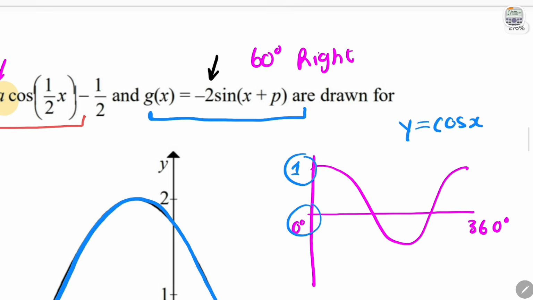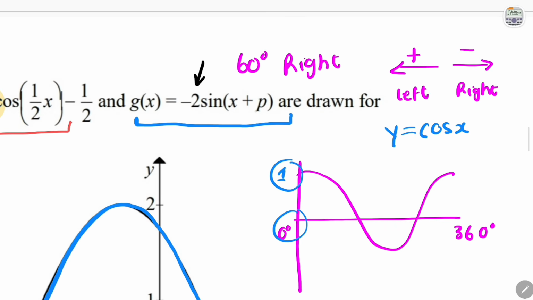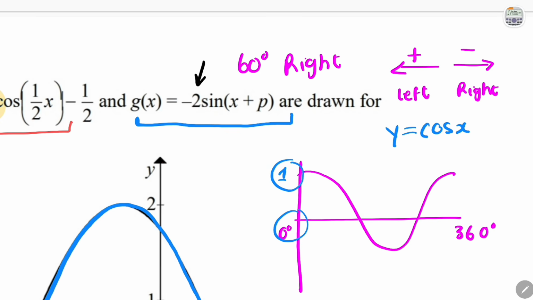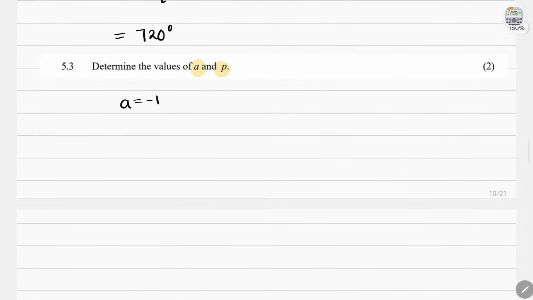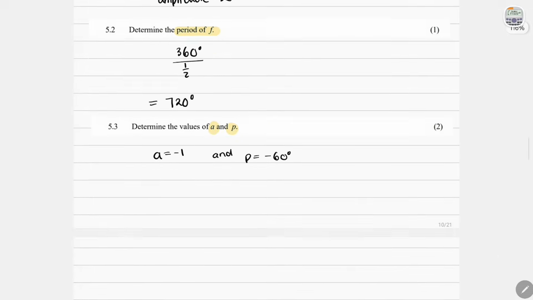Now here's how we apply a right movement. If you are applying it to the equation of a function, if it was shifted to the left, you're going to add. Left means add in the equation. And if it was shifted to the right, you're going to subtract. So this means that the value of P for that shift of 60 degrees to the right is actually negative 60 degrees. And that would be our answer. So A is equal to -1 and P is equal to negative 60 degrees. And that is our answer.